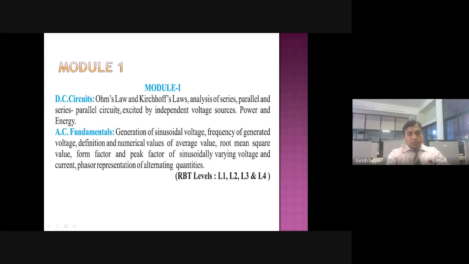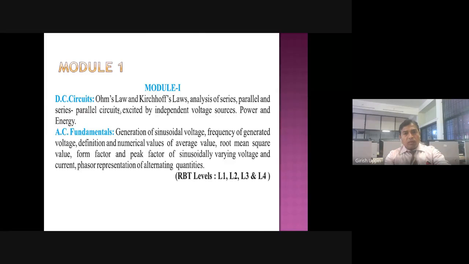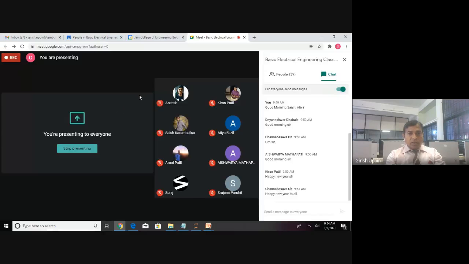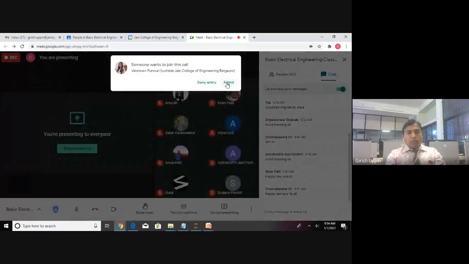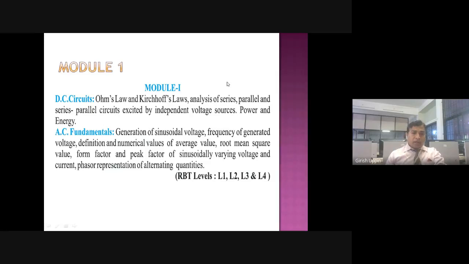Basically, these laws are provided so that we can do the circuit analysis. And what is circuit analysis? Whenever an electrical circuit is given, we need to do the analysis in order to find what is the current, what is the voltage, how much is the power, and how much is the energy consumed. Those are the part of the analysis. In order to do those things, we will be utilizing Ohm's law and the Kirchhoff laws.